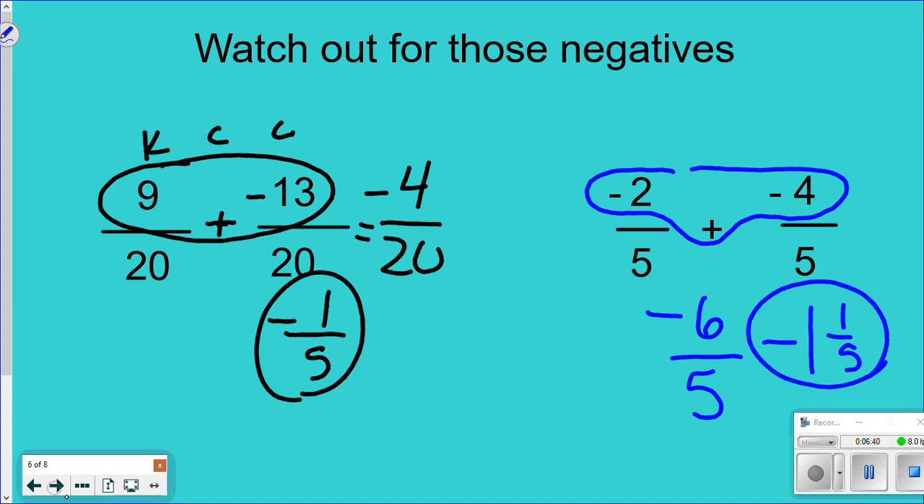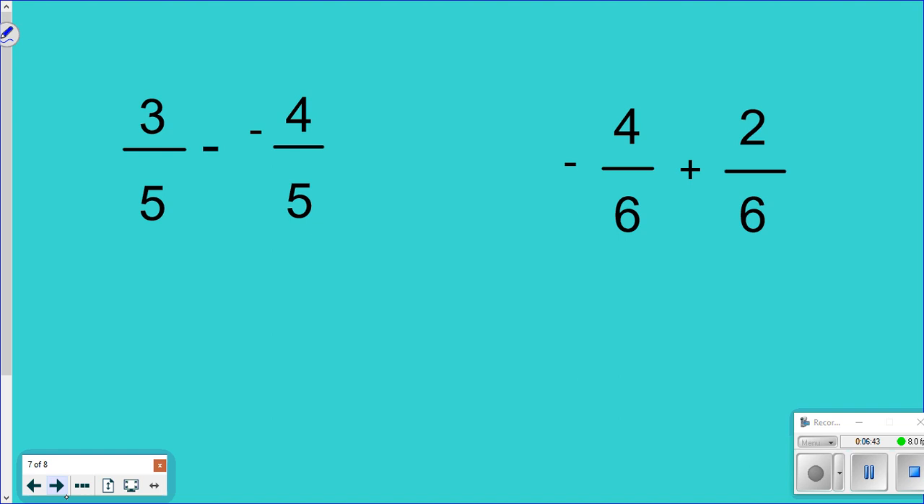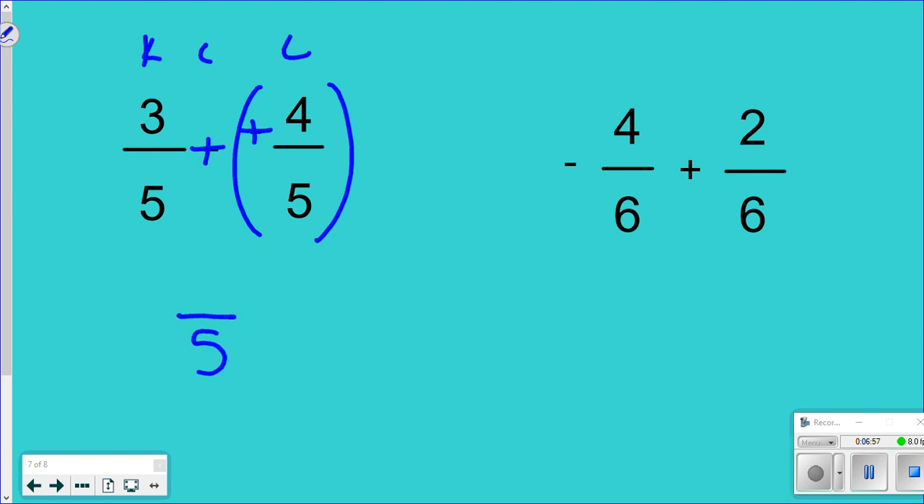So a few more negative examples, let's talk about those. So this is really what it would look like. It'd have parentheses around it like this. So this is 3/5 minus negative 4/5, my bad. This is a keep, change, change one. Keep, change, change. So this would be kept, this would be changed, this would be changed. So this in reality would be 7/5, which should reduce to a mixed number as 1 and 2/5.